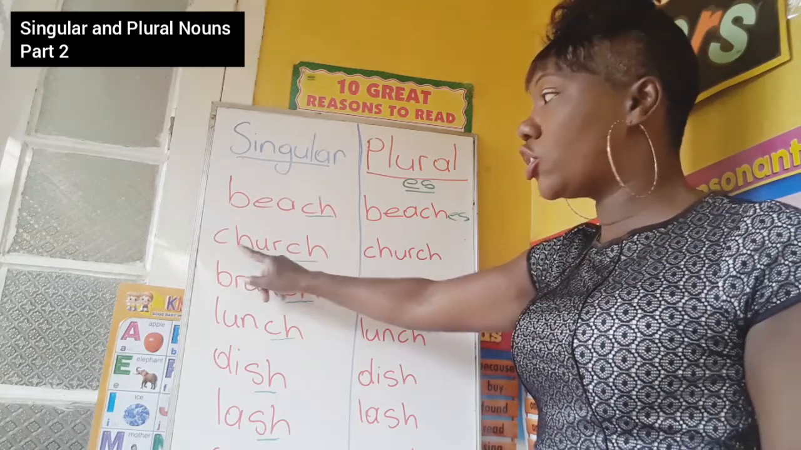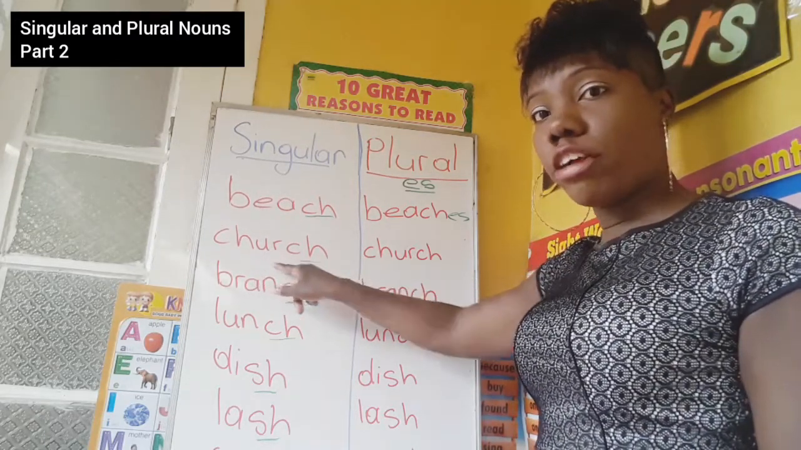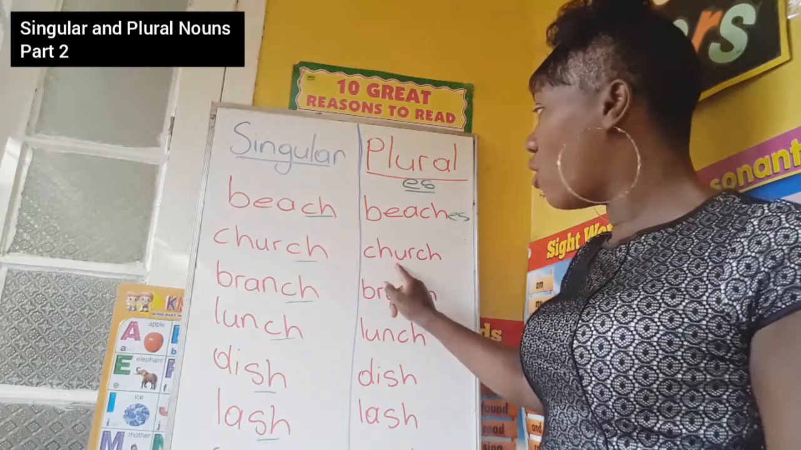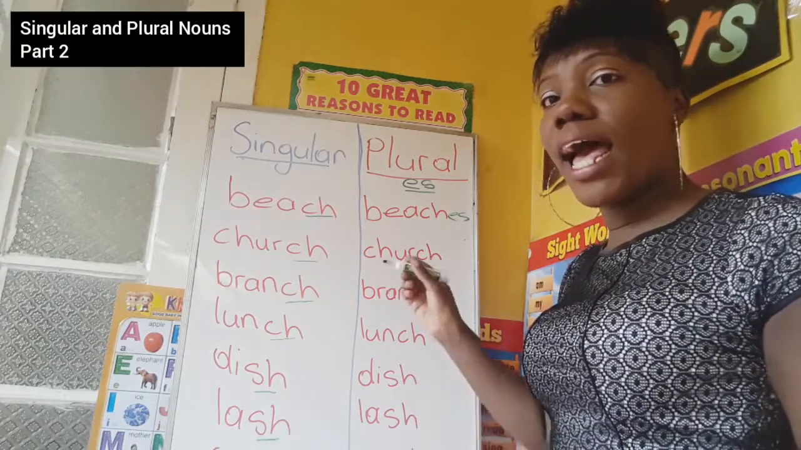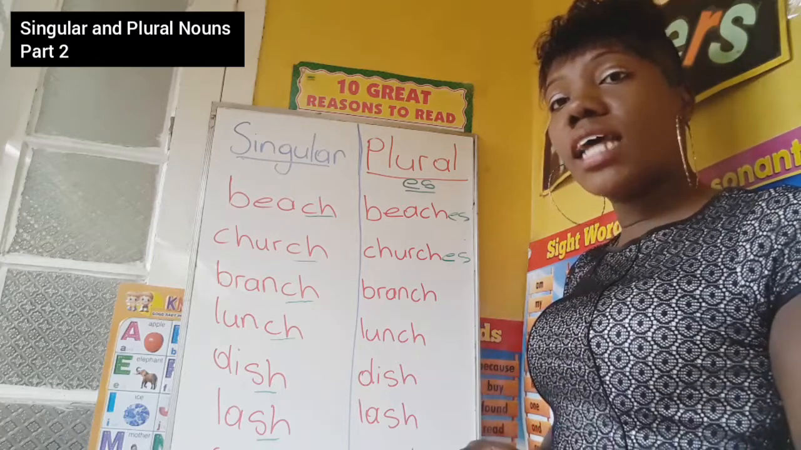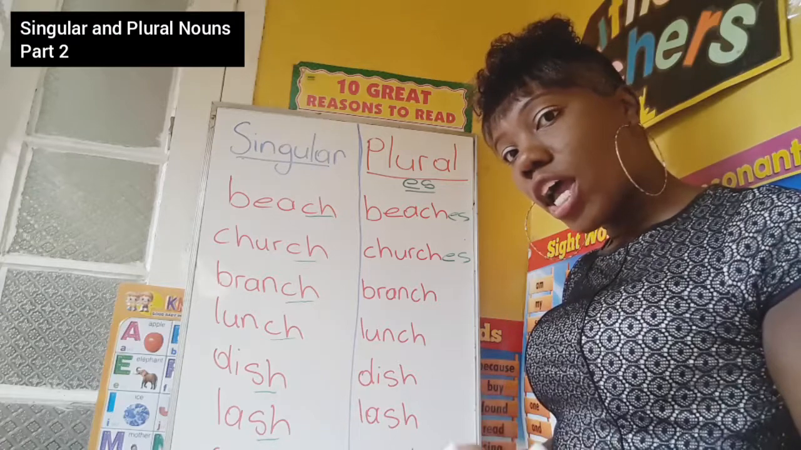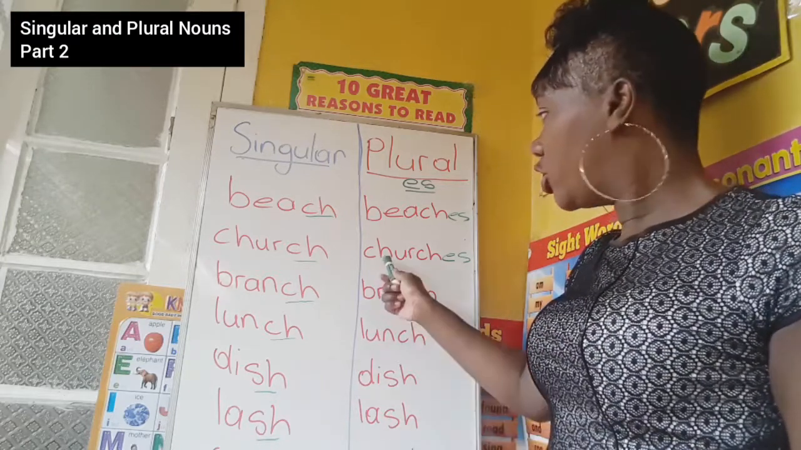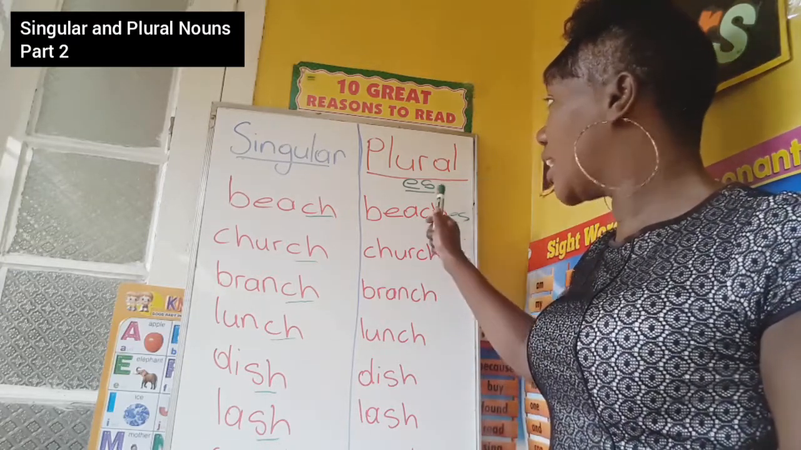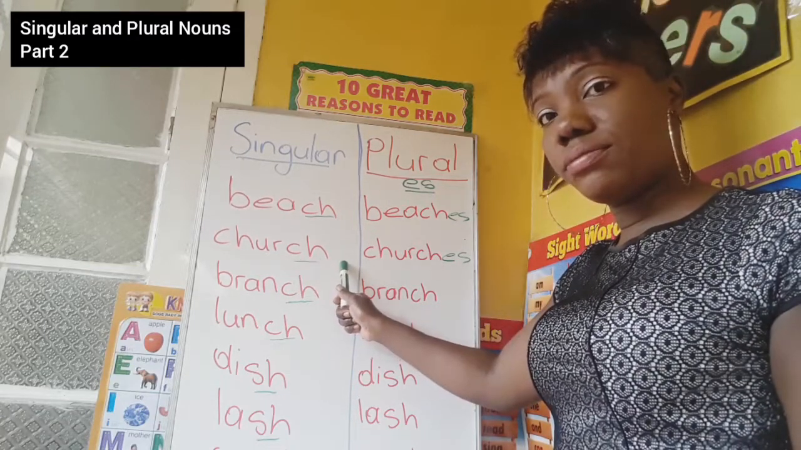And this is church. Over here, to make it plural, we add ES. So it is now churches. What is it now? Churches. And we added ES because it ends with C and H.